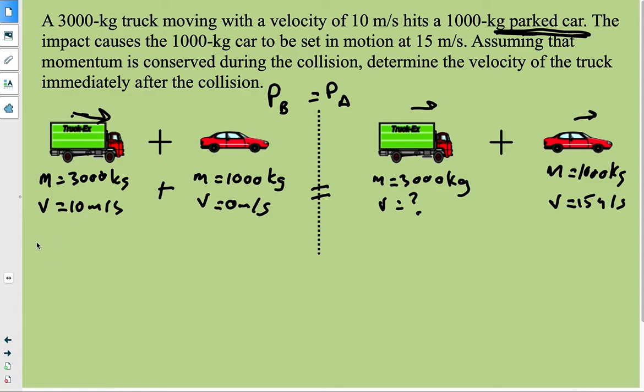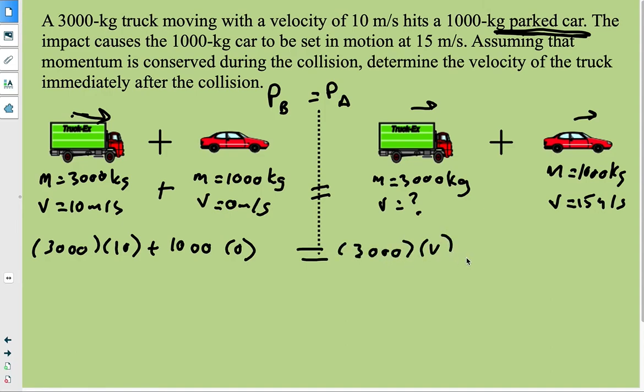The momentum of the truck is going to be 3,000 times 10. The momentum of the car before it hits is going to be 1,000 times 0. Now remember, that has to equal the momentum afterwards, which is 3,000 times v plus 1,000 times 15. So 3,000 times 10, that's 30,000. 1,000 times 0 is 0. 3,000 times v would be 3,000v. And 1,000 times 15 will be 15,000.